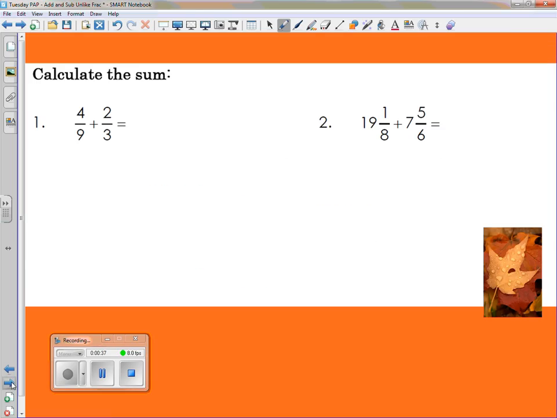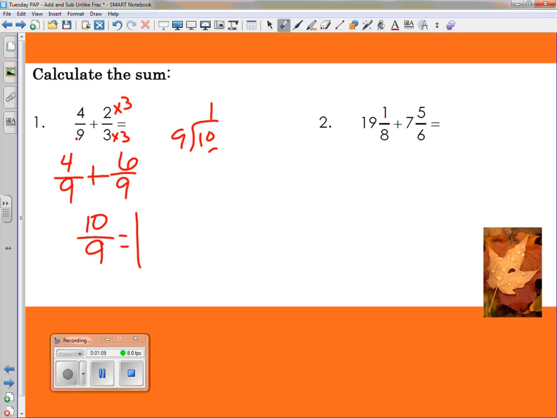All right, let's look at this. If I want to calculate the sum, so 4/9 and 2/3, I've got to find a common denominator. 3 can go into 9, so I'm going to use 9. 4/9 would stay. 3 times 3 is 9, so 2 times 3 is 6. 4 plus 6 is 10 over 9. Improper, so 9 goes into 10 one time with 1 left over out of my 9. That would be my final answer.